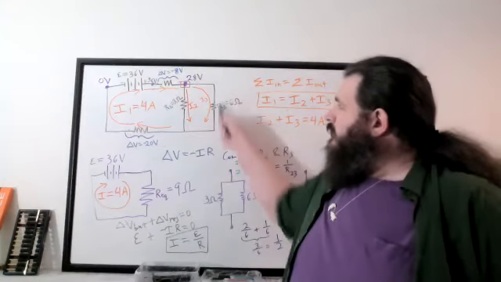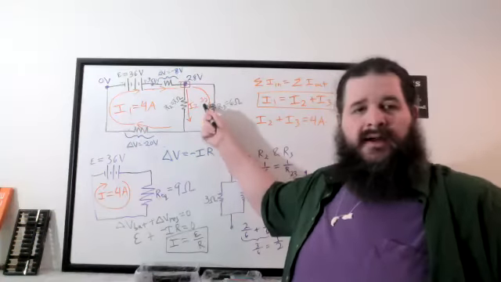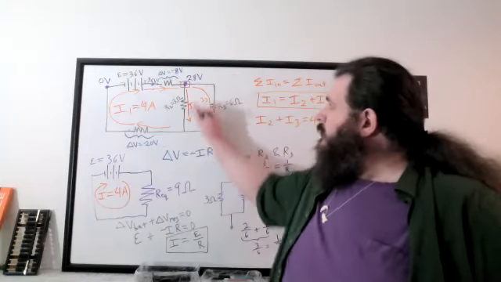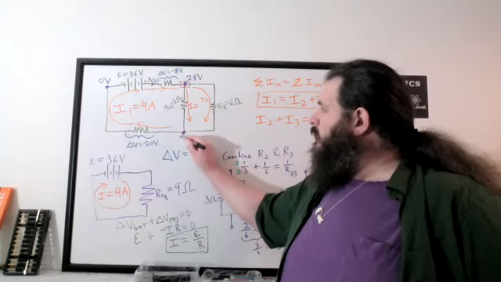Then we go through these resistors. We know their resistances, but we don't know their currents. So we can't really do anything with that yet. We lose some voltage, but we don't know what the voltage is there.